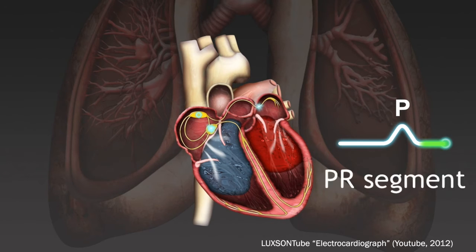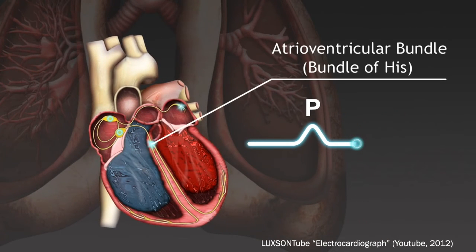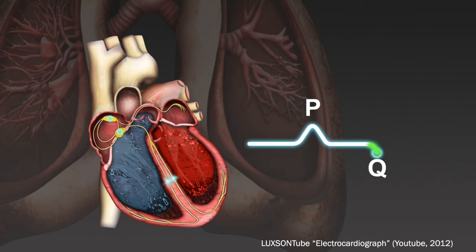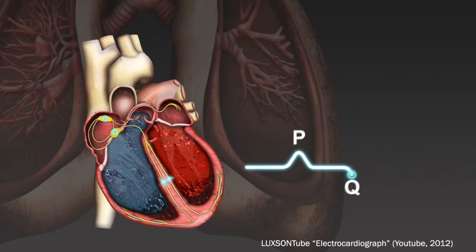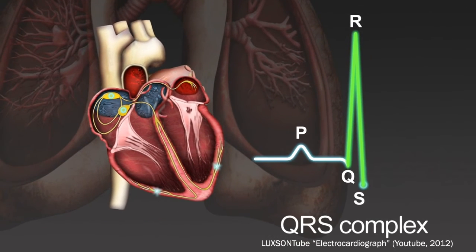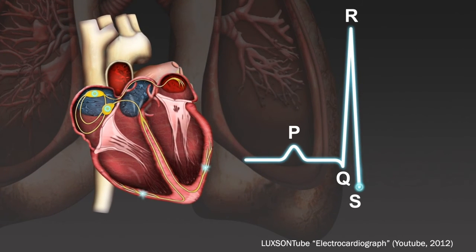The PR segment is flat because no current is flowing through the cardiac muscle cells. As the impulse travels from the AV node to the bundle of His and along the upper part of the septum, the Q wave is produced. The passage of the electrical signal through the ventricles produces a large spike called the QRS complex. The QRS complex is much larger than the P wave because the ventricles are much larger than the atria and so produce more electrical activity.